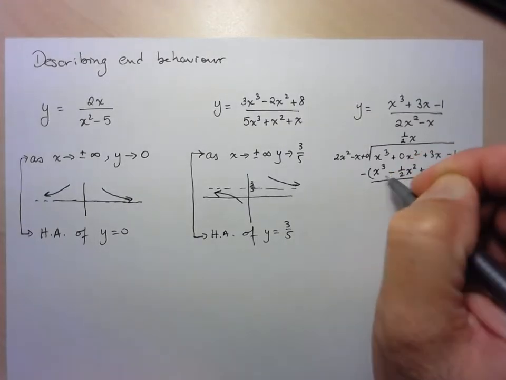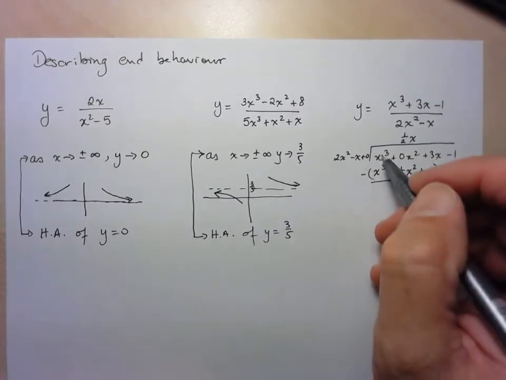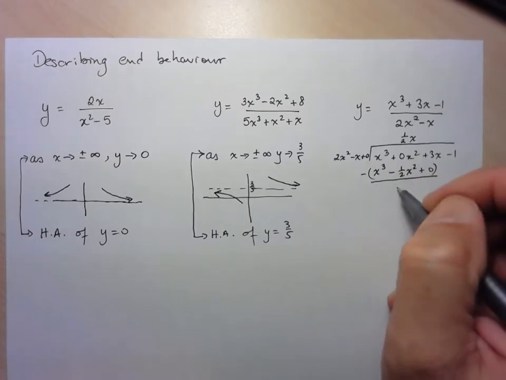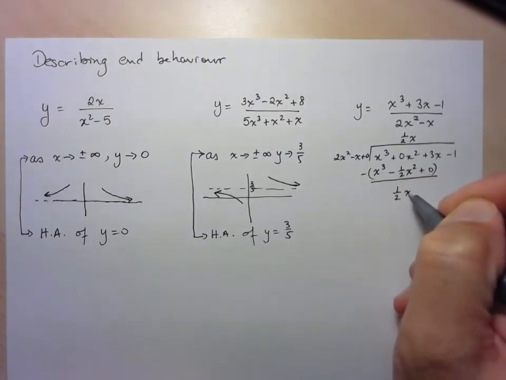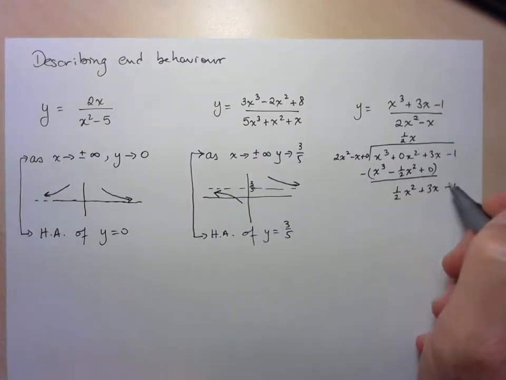Okay, and let's subtract. And what do we end up with here? We end up with x cubed minus x cubed is 0. 0 minus -1/2 is just going to be 1/2 x squared. 3 plus 0, so plus 3x, and then bring down the -1.